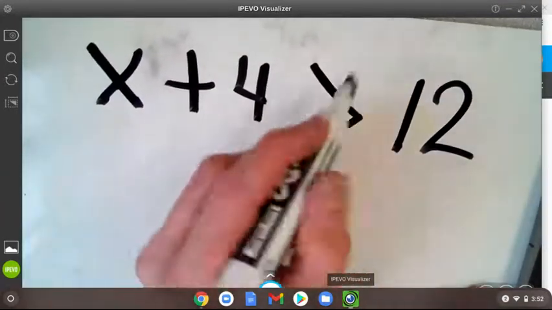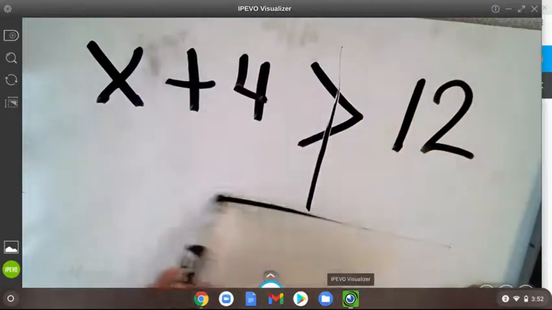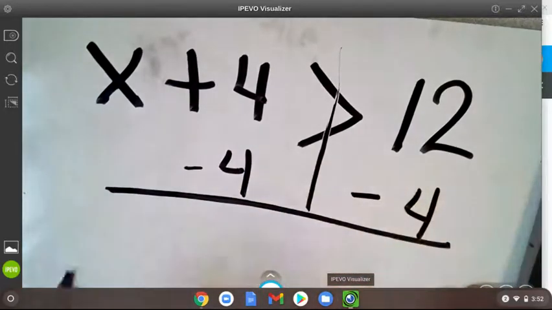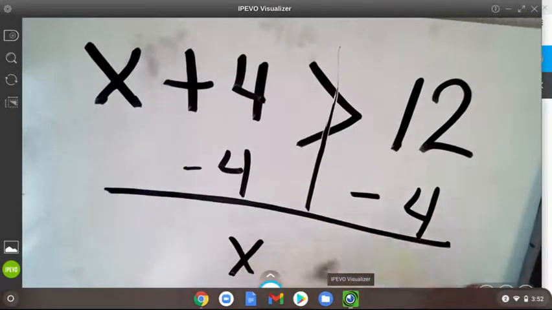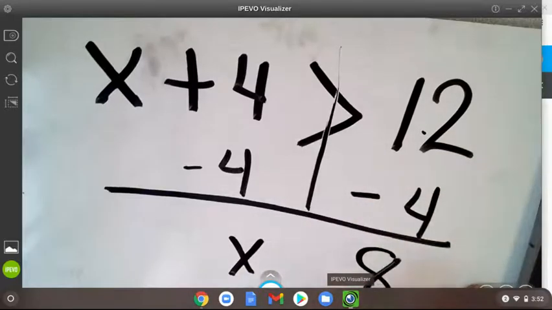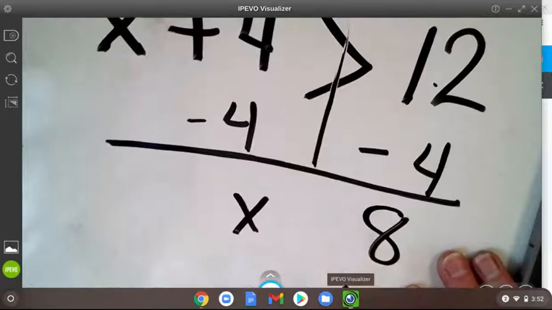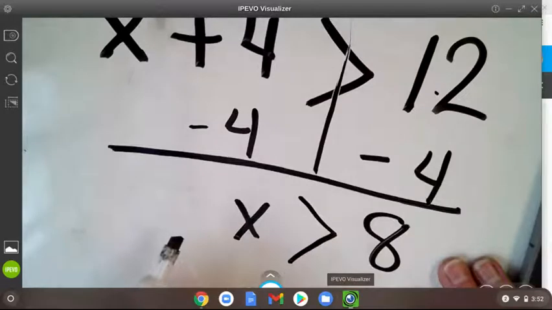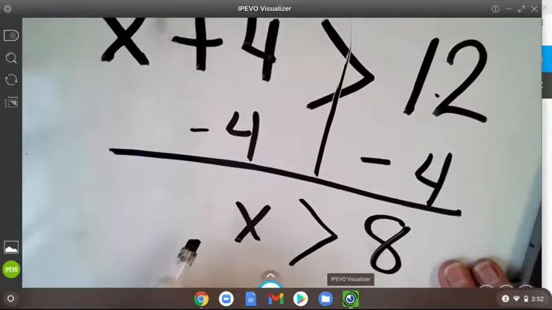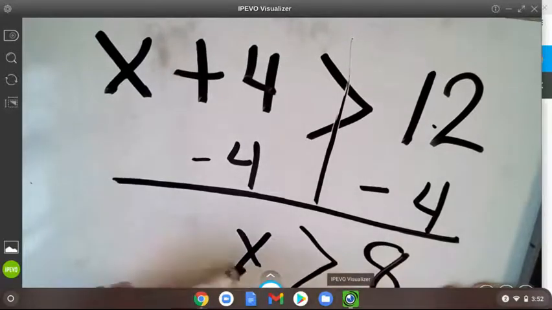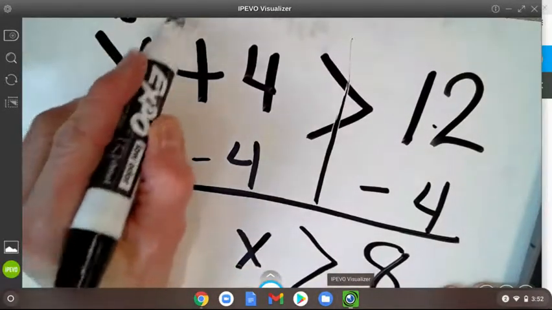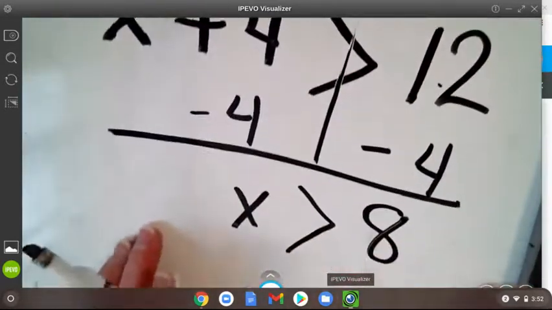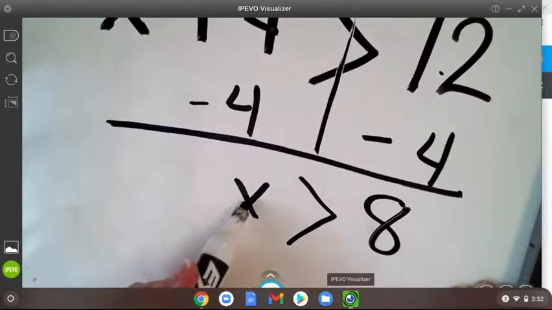To solve this, I'm going to think about it like it's got an equal sign. And I'm going to subtract 4 from both sides. Over here, I'm left with x, and 12 minus 4 is 8. But now instead of saying x equals 8, I'm going to say x is greater than 8. And I can check that. Let's pick a number greater than 8. Let's pick 10. 10 plus 4 is 14, and that is greater than 12. So I know my solution is a good solution.